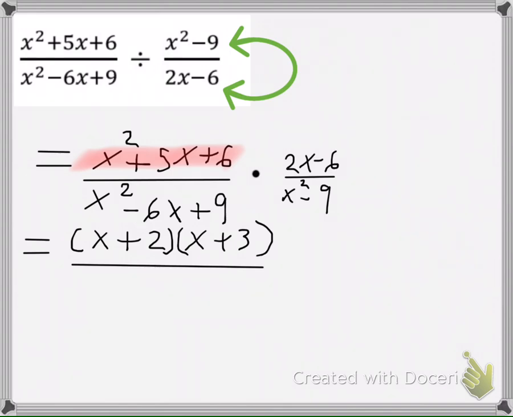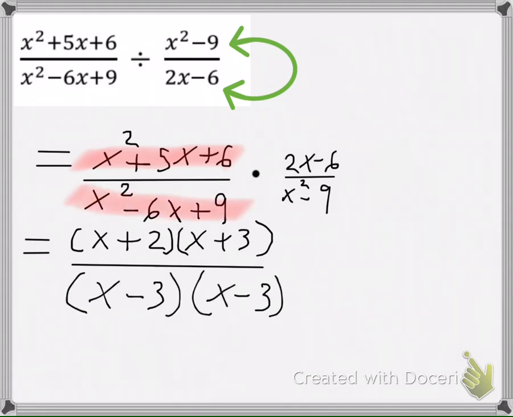So now next thing, I'm going to factor that other part. You'd get x minus 3 times x minus 3. So again, the minus 3's, they multiply together to give you the positive 9, and then they add together to give you this negative 6x.